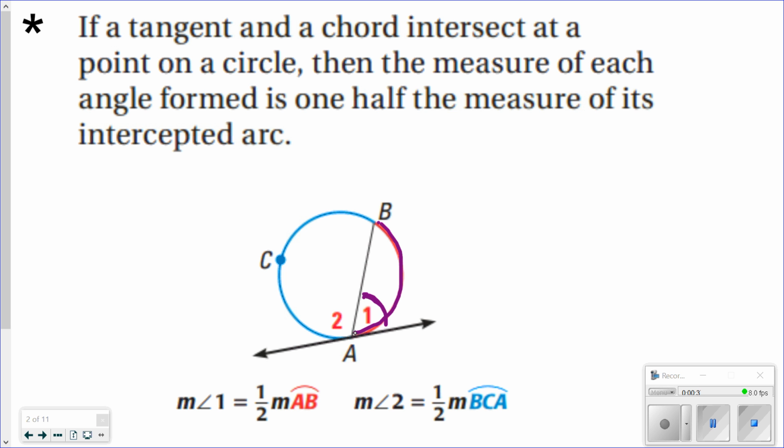So for example, if this measure is 30, we then know that the arc measure is double that, so it would be 60. If we look at the measure of angle 2 here, we know that this measure is half of the measure of our intercepted arc. And we could say that that blue arc is 300 degrees. Then that means that this angle measure would be half of that, so it would be 150.